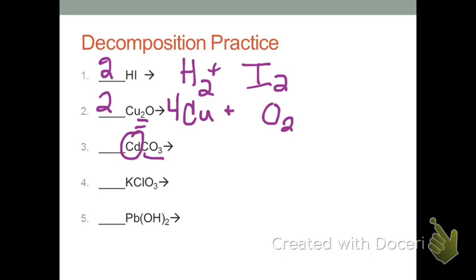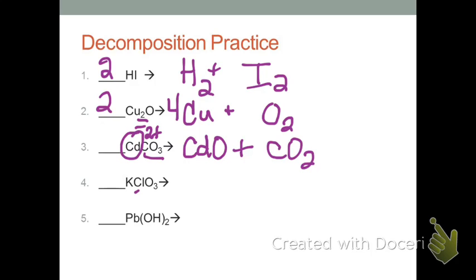Your metal is cadmium, which is always a charge of 2 plus, and it's going to be bonded with an oxide, which is oxygen. Oxygen is also a 2 minus, so when you swap and drop, they cancel and you end up with CdO. And then I told you the other product is carbon dioxide. You can check, but it's balanced.